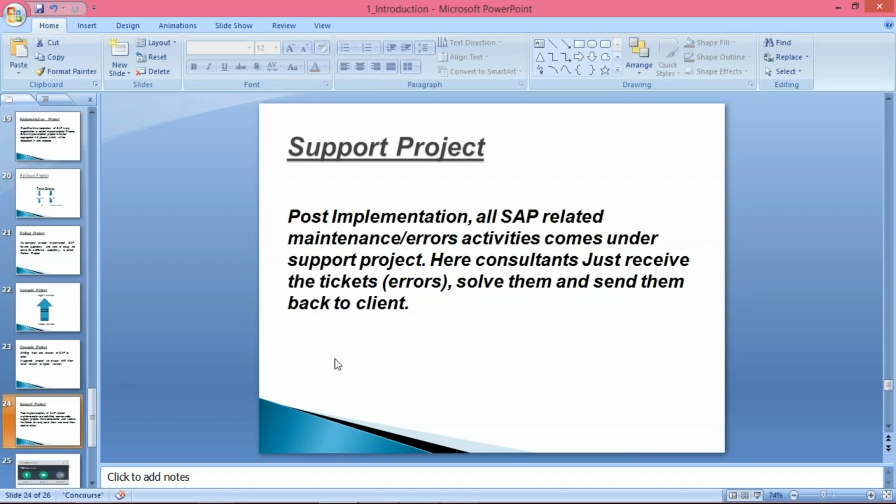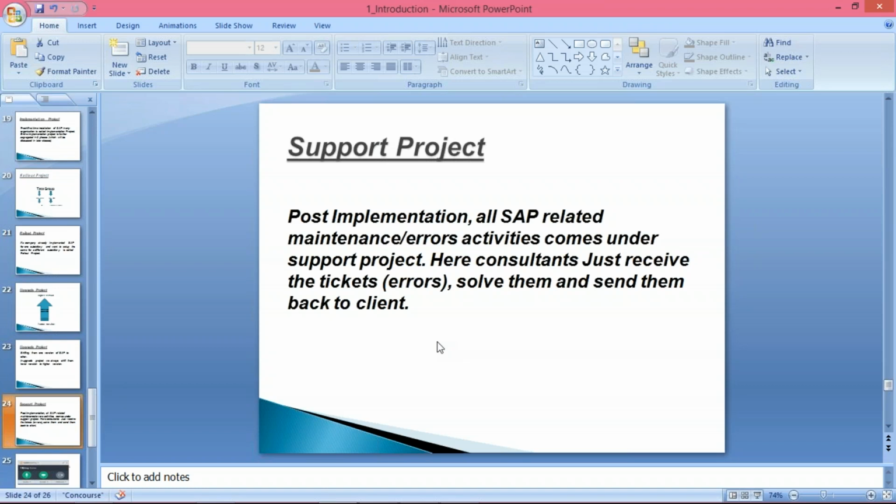So support means what is happening? We are going to receive the requirement from the client side. The client is Tata Motors, and we have to resolve their errors, issues, or whatever requirement is there, and meet those requirements. These activities are part of a support project. A support project comes into picture after implementation. Once the implementation happens, only then will support come into picture, or even after rollout. Once the rollout is over, this support will come into picture.